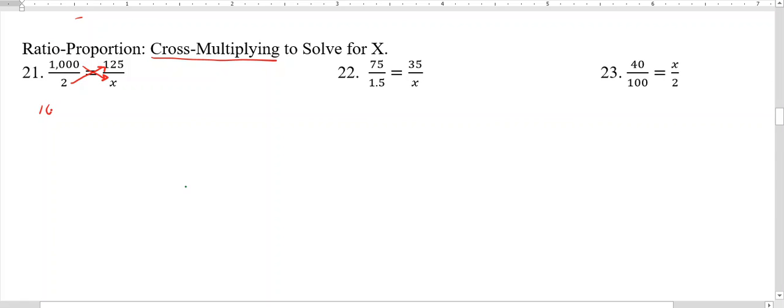So I would have 1,000 times x, which would be 1,000x, and 2 times 125. So 1,000x, 2 times 125 is 250. And then this is where we have to solve for x. So then I have to always divide by what's with x. So it means I'm going to divide by 1,000. I want x to be by itself, so 1,000 divided by 1,000 is 1. And that gives me 1x.